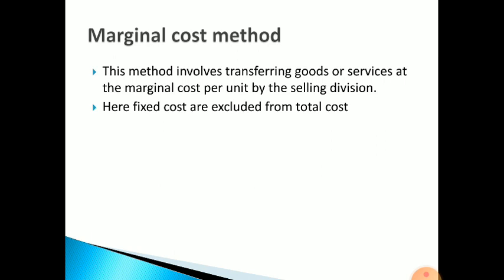It involves the transferring of goods and service at the marginal cost per unit by the selling division. One important point is that fixed costs are excluded from the total cost. Once again, the fixed costs are excluded from the total cost.